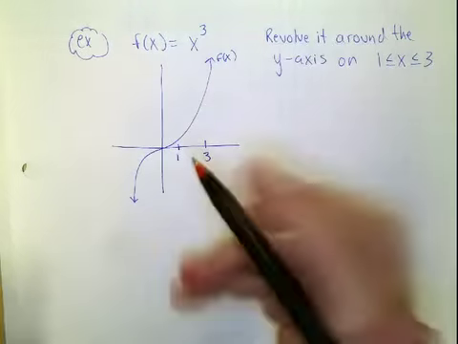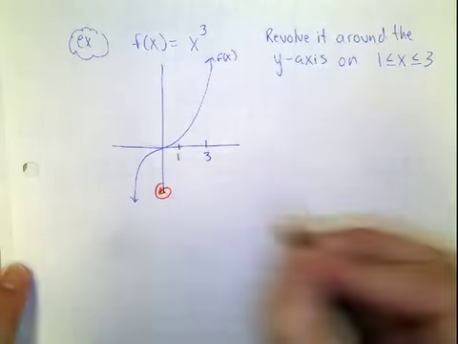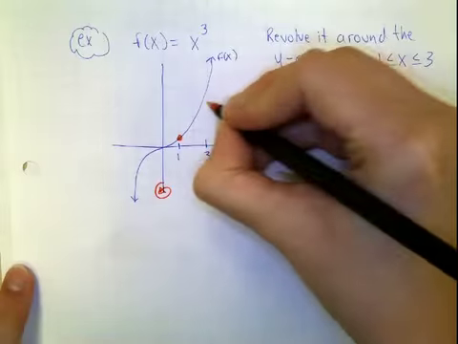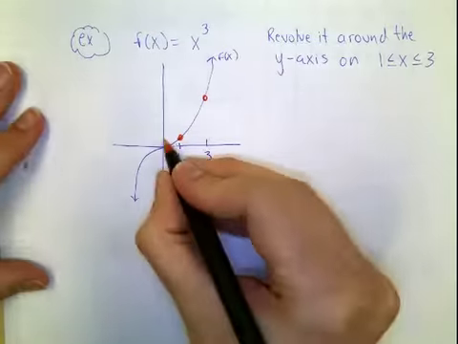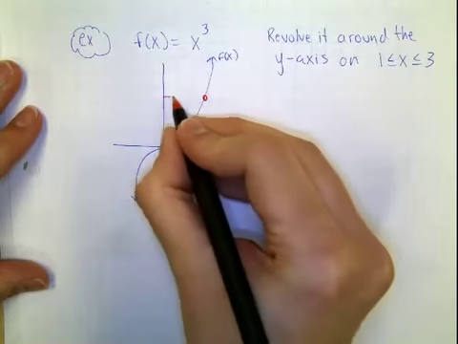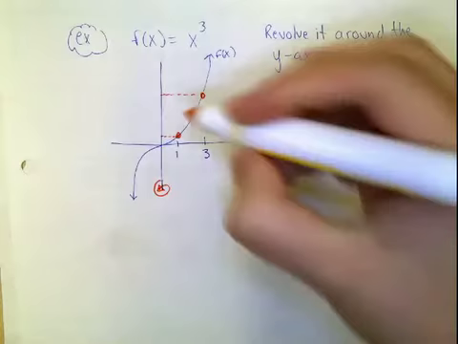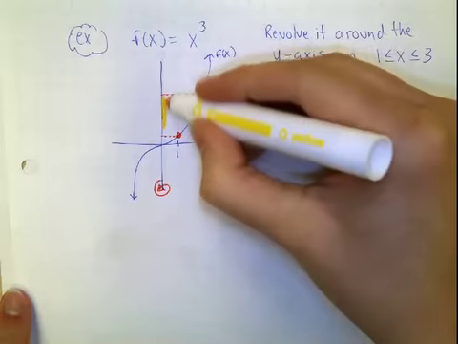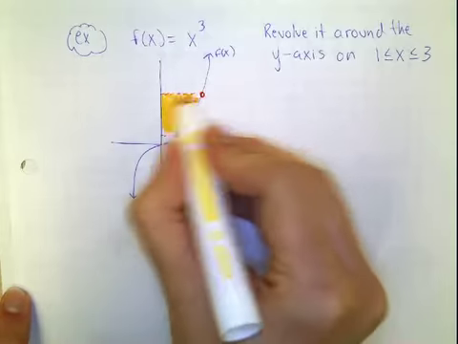So it's kind of confusing. It means I want to spin around this axis, but I want to do it from 1 to 3. So the actual area that I'm talking about spinning is from here to here. So I'm going to shade this in, try and get a visual here. Remember, we're supposed to draw a good graph and shade everything.